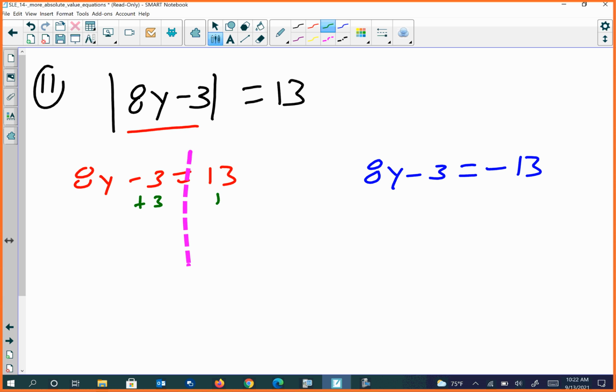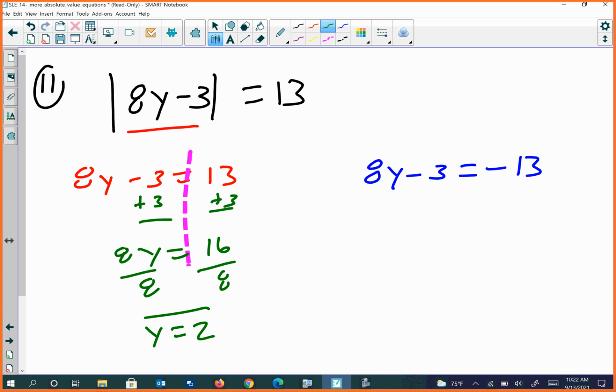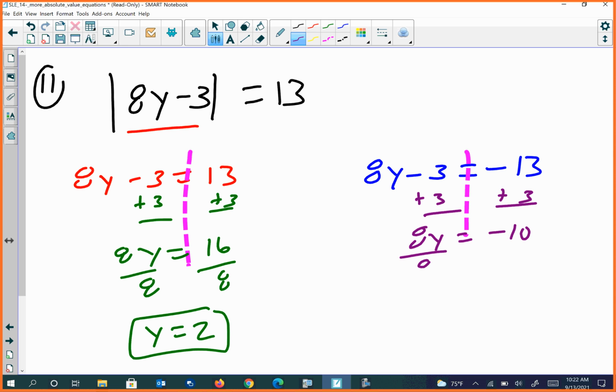I can add 3, add 3. Divide by 8, divide by 8. Then do the same thing with the other side. Add 3, add 3. 8y is equal to negative 10. Divide each side by 8. Reduce the fraction. 2 goes into both, so negative 5 over 4. So those are my two answers.